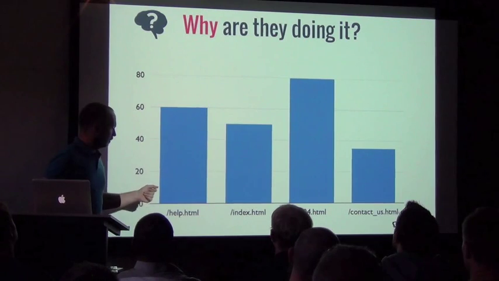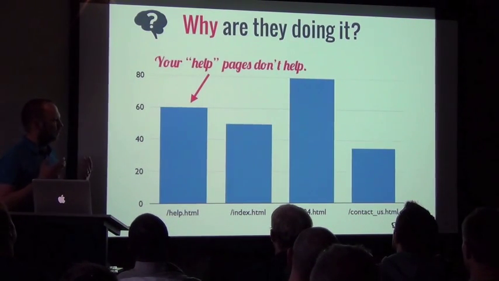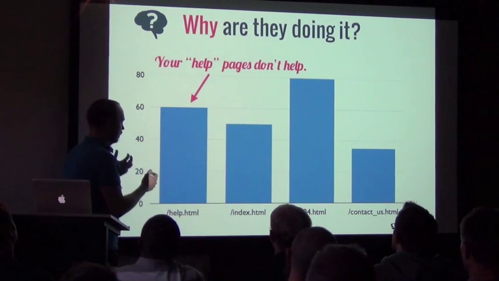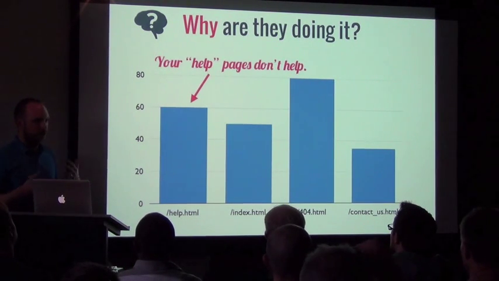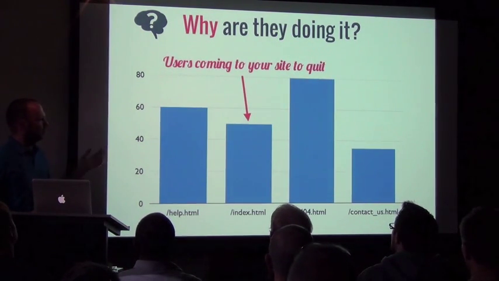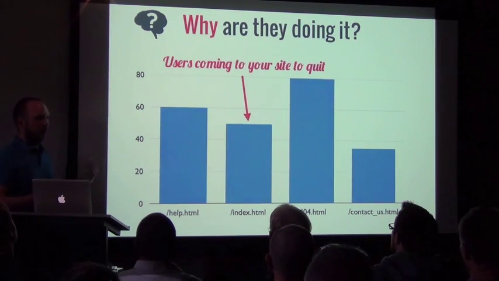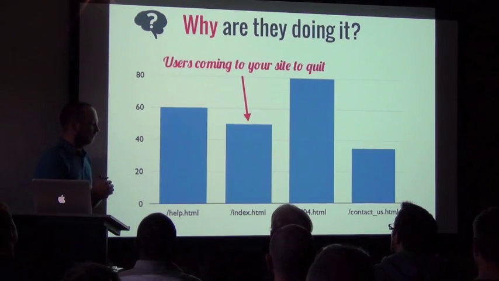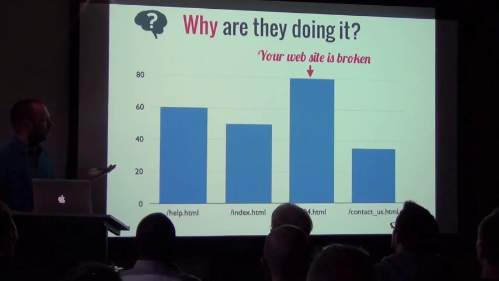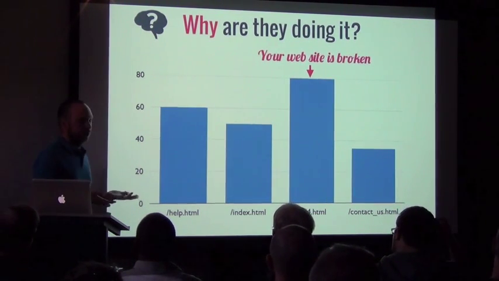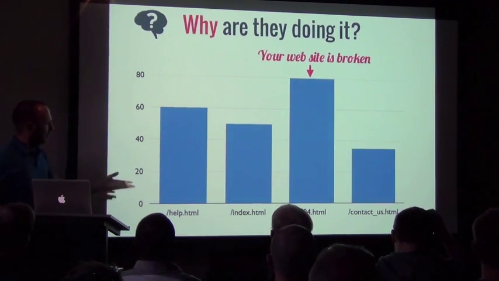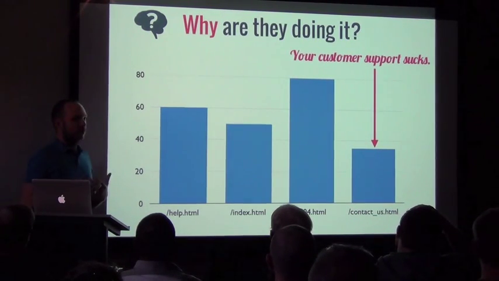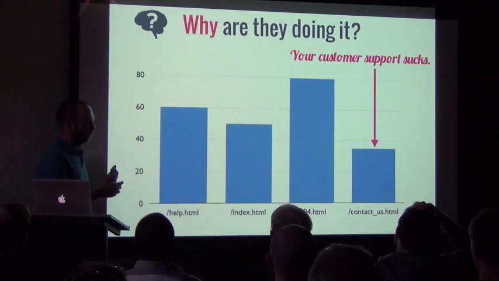We have people that are coming from the help page. These are people that are trying to figure out an answer to some problem they're having, and they're not figuring it out and they go cancel their account, which means they're not happy. With the index page, people are coming to your site, maybe they got an email or maybe they got charged, and they're coming onto the site to go cancel. So you might want to incentivize them to figure out how to keep them. Here's a 404 page. So your website broke for some reason. It's probably not the first time, and now they're dropping off and canceling their account. And finally, here's contact us. They're going to actually get a phone number and call in and talk to somebody, and they don't like what they heard.